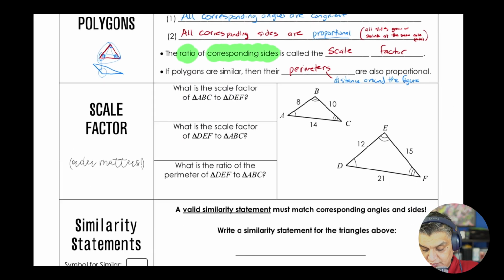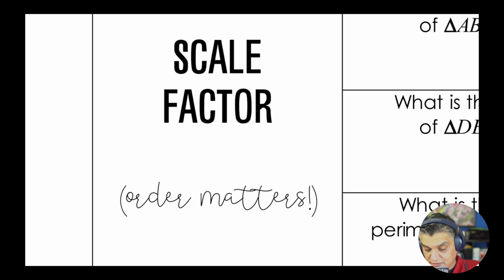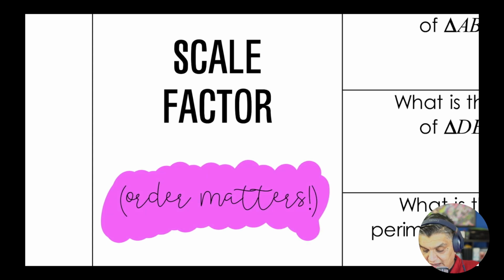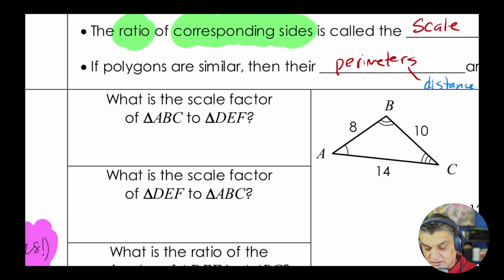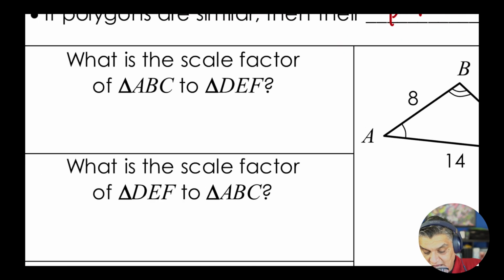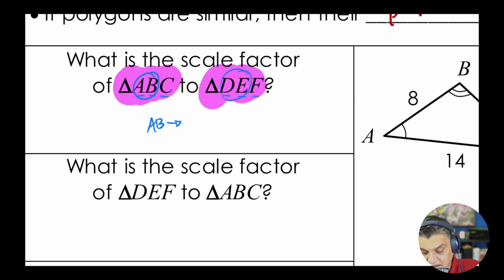Okay, so let's do a problem. Right here it says scale factor, and look at what it says right underneath it, what I keep repeating. Order matters. So if we look here, what is the scale factor of ABC to DEF? Now, they give us two triangles and they give us an order. You see how they give us an order? That means AB matches with DE. They're not congruent, but they match. They correspond. BC matches with EF. And AC matches with DF. Okay, so now we know which sides match.